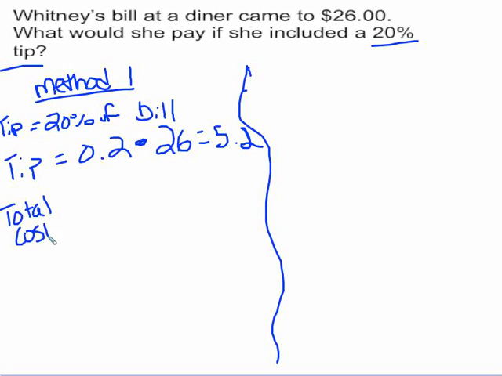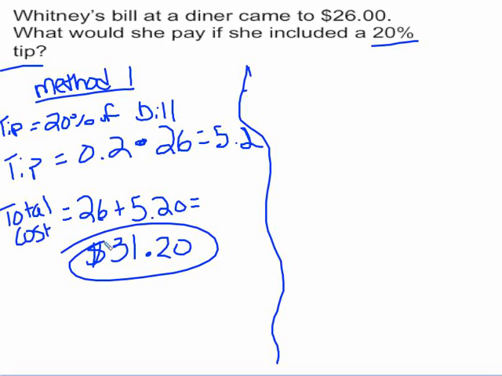So my total cost in this case, or how much she's going to pay in total, is going to be my original $26 bill plus my $5.20 tip, which is going to be equal to $31.20. So that's how much she needs to leave with the waiter.